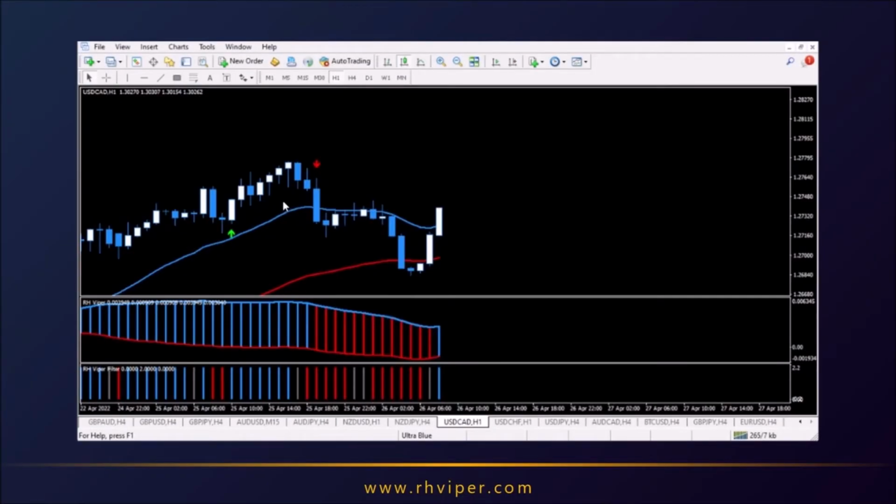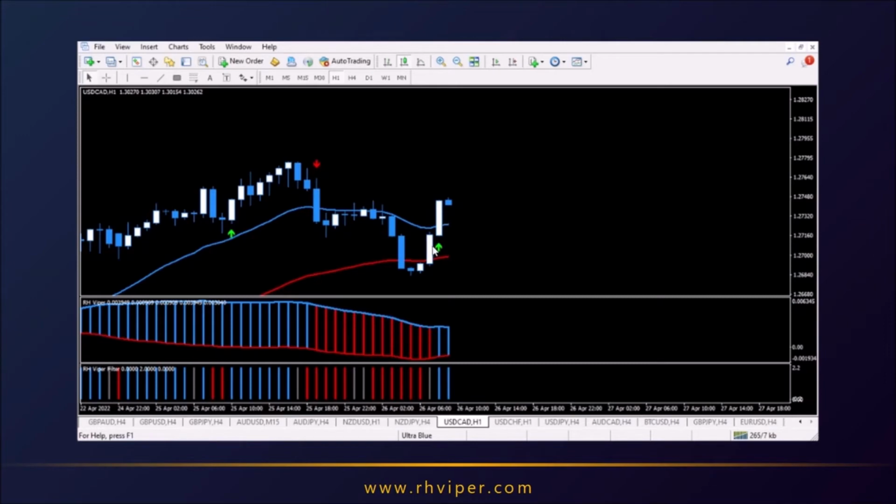A whole bunch of candles have passed by. We've got the market dropping down, and currently we have what could potentially be a long opportunity. We've got a candle closing or moving above this blue moving average. The RH Viper indicator's histogram bar is blue, and the RH Viper filter also has a blue bar. So if this candle closes where it's at and a green arrow appears underneath this candle, we can be looking at a long trade. So we got exactly what we were looking for.